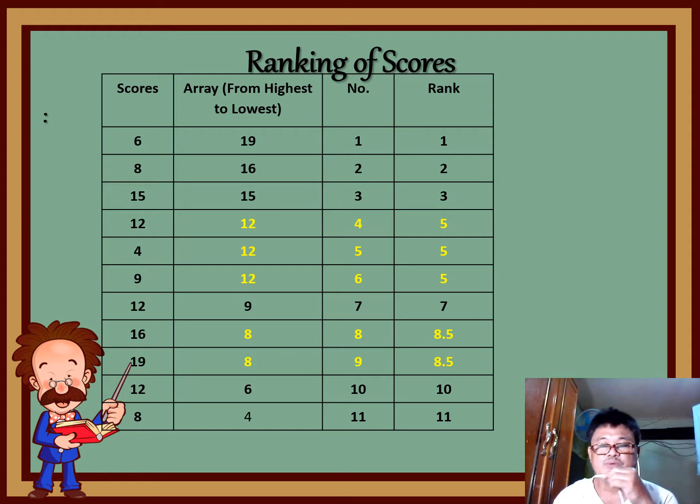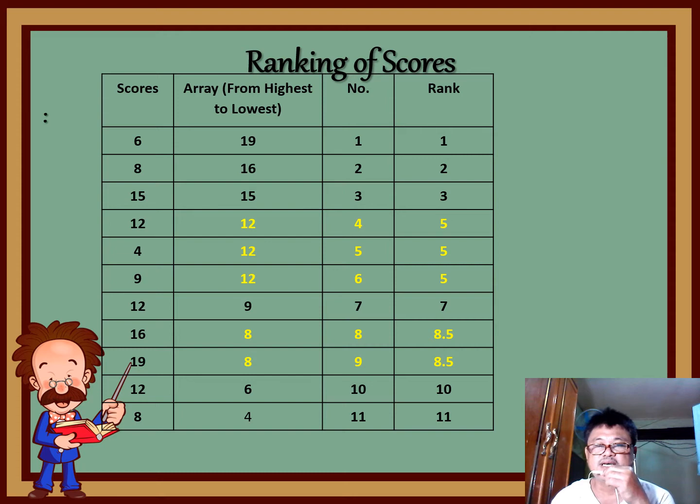Then we have the next column, which is all about the number. You're just going to write the numbers from 1 down to 11. So if you have, let us say, 15 scores, the number there will be 1 to 15. If you have 20 scores, the number will be 1 to 20. And then after that, the last column is all about the rank.